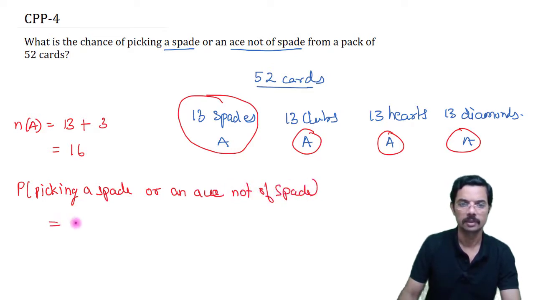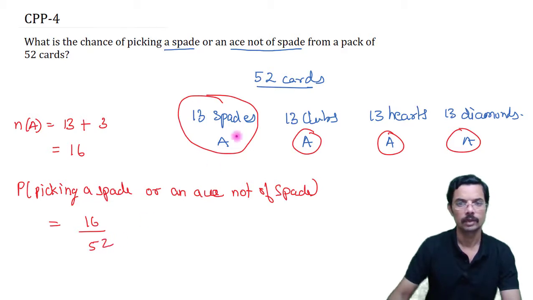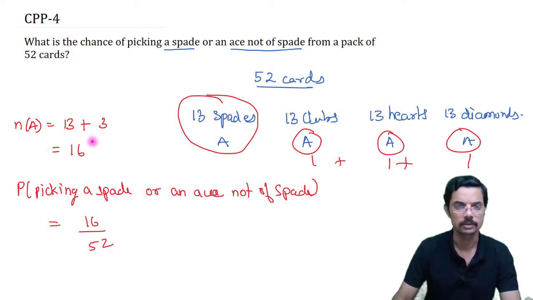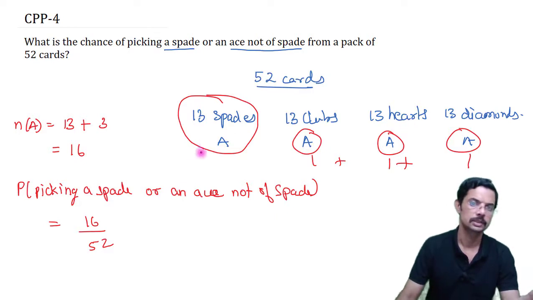Okay, that will be equal to 16 divided by total, that is 52. We can count: 13 plus 1 plus 1 plus 1 will be equal to 16. There are 16 favorable cards. Either it could be any one of the spades including the ace of spades, or it could be any one ace which is not of spade. No other cards. So 16 cards are favorable.